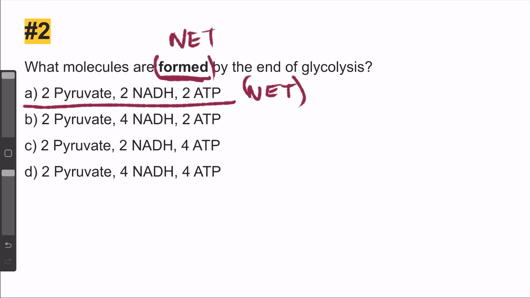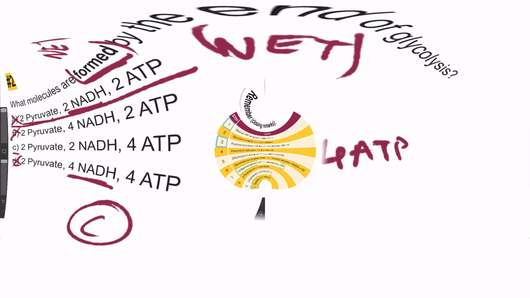formed during the process. Remember, though everything else stays the same, what is formed is 4 ATP. But because 2 is used in the investment phase, we say that the net gain is 2, while what was actually formed was 4 ATP. That means options C and D are the only remaining options to look at. But we also see that for D, they put 4 NADH instead of 2. So D is also incorrect, making C our correct answer.